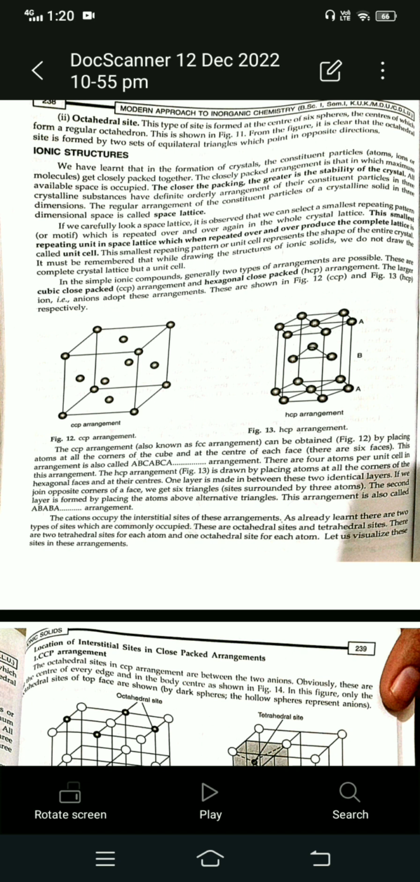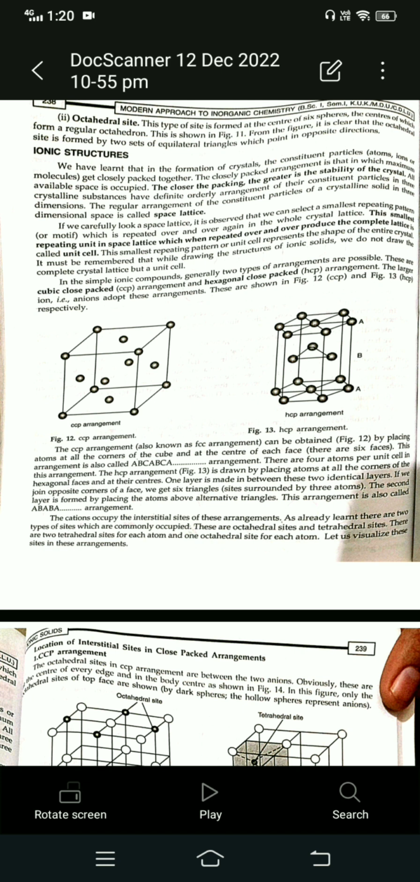If we carefully look at a space lattice, it is observed that we can select a smallest repeating pattern, which is repeated over and over again in the whole crystal. This smallest repeating unit in a space lattice, which when repeated over and over produces the complete lattice, is called a unit cell. This smallest repeating pattern or unit cell represents the shape of the entire crystal. It must be remembered that while drawing the structure of ionic solids, we do not draw the complete crystal lattice but a unit cell. In simple ionic compounds, generally two types of arrangements are possible.